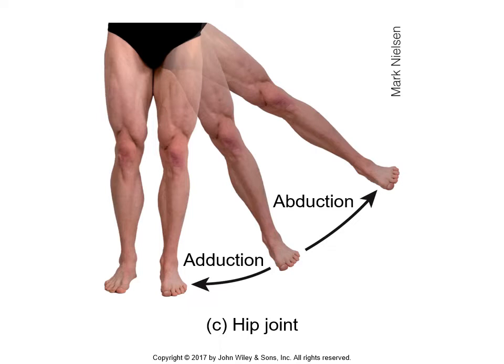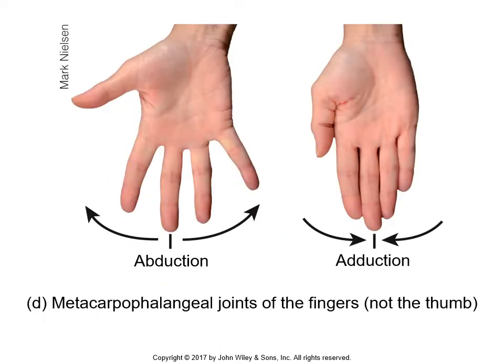So just like we saw in the shoulder, with the hip joint, if you're standing on two feet, as you take one leg and bring it out to the side, that is abduction. If I then take that same limb, for instance my left leg that I've lifted up, and bring it back down so it comes closer to my right thigh, that is adduction. And not to belabor the point, same thing with the fingers.